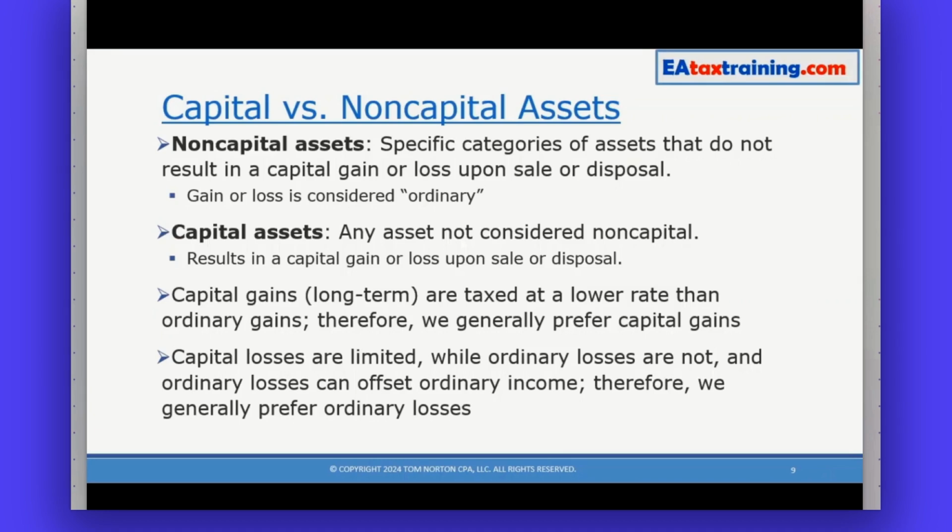Therefore, as you can see, capital gains are taxed at a lower tax rate. So we like capital gains. Capital losses are limited. Ordinary losses are not limited. Therefore, we like ordinary losses. If we're going to have a loss, we would prefer that it be an ordinary loss. So in general, taxpayers prefer capital gains and ordinary losses. And this will all make more sense as we work through the rest of the material.